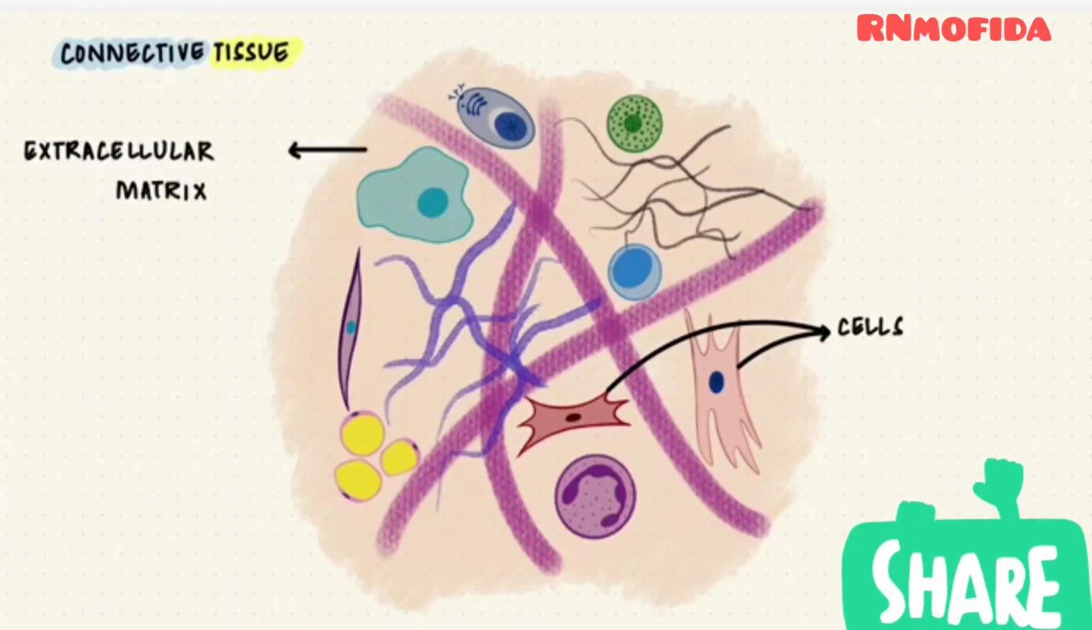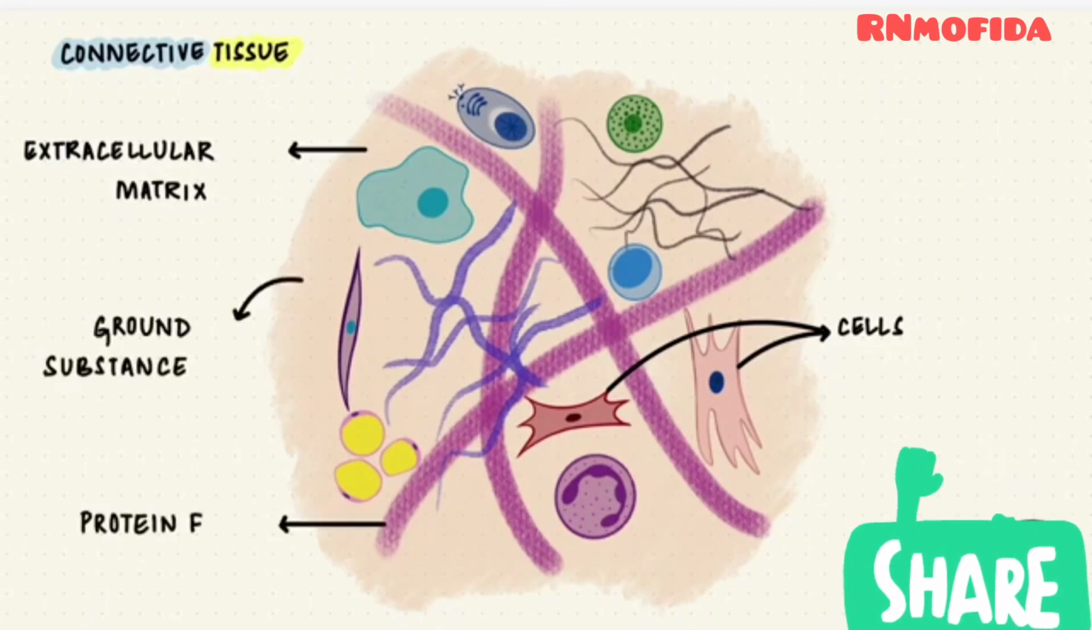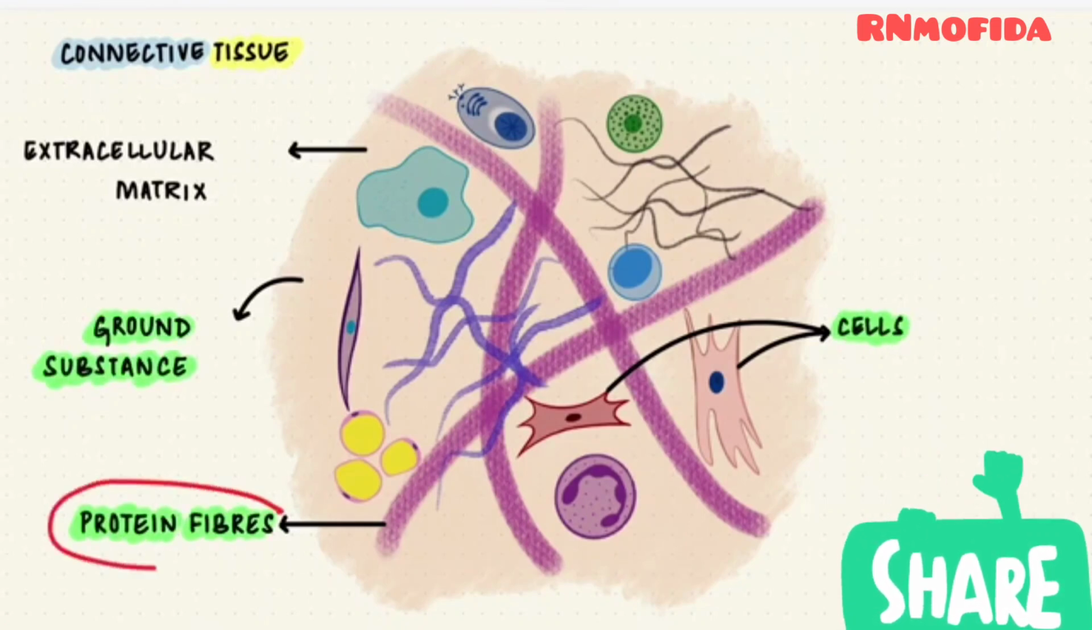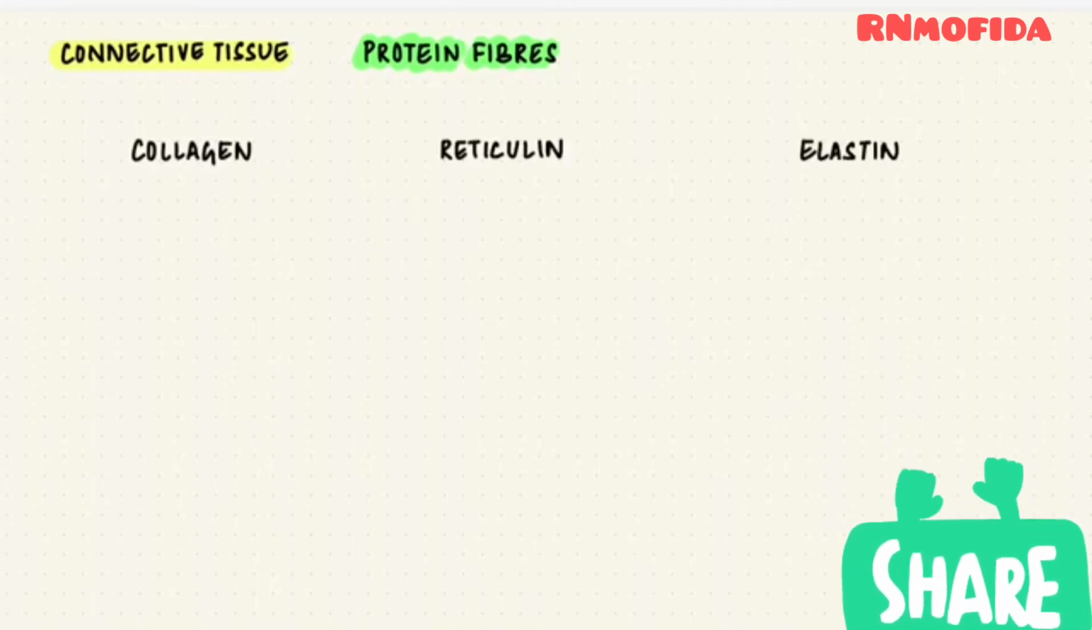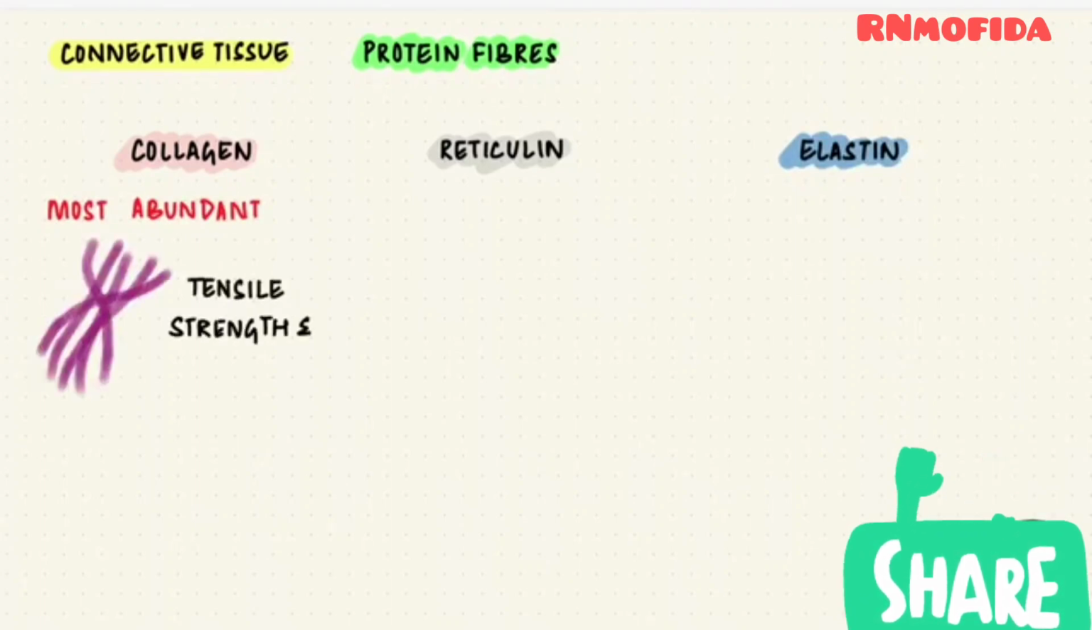Connective tissue consists of cells and extracellular matrix. Extracellular matrix is the ground substance and the proteins, fibers. The fibers are made up of protein. There are three types of fiber: collagen fiber, elastic fiber and reticular fiber. Collagen fiber is made up of collagen protein. It is most abundant in the body and it is most important for tensile strength and support.